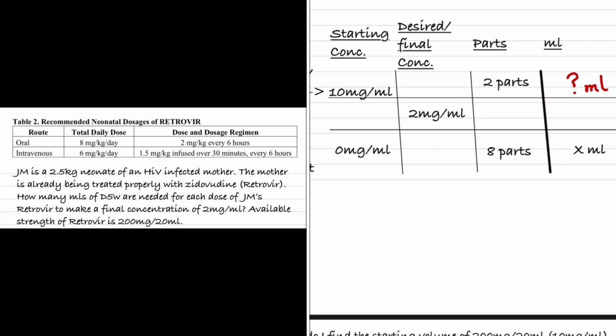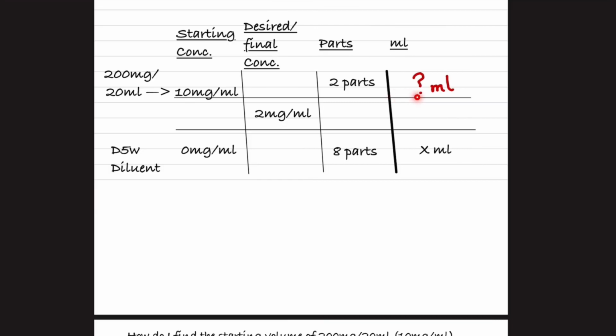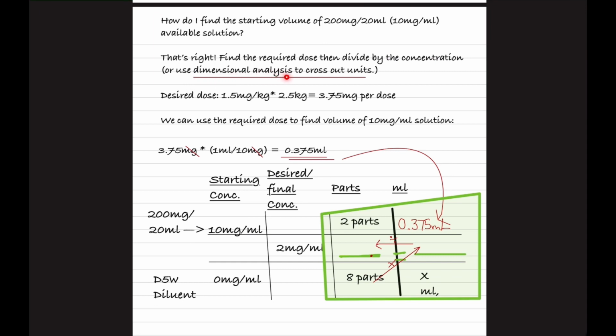How do I find the starting volume of that available solution? That's right, find the required dose, then divide by the concentration, or use dimensional analysis to cross out units. That's what I like to do. Here's the desired dose, 1.5 milligram per kilogram times 2.5 kilograms, which is the weight of the patient. We get the milligrams required per dose.